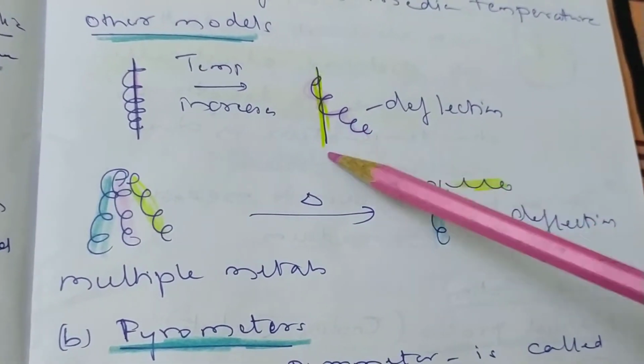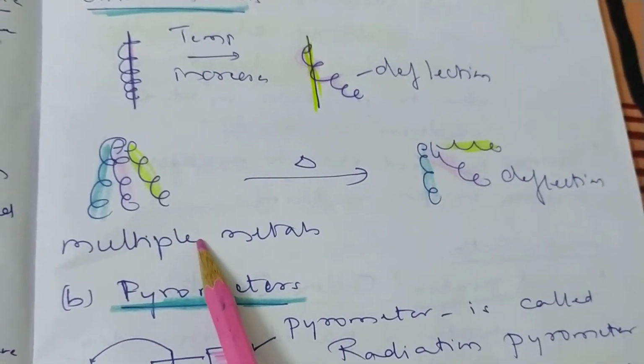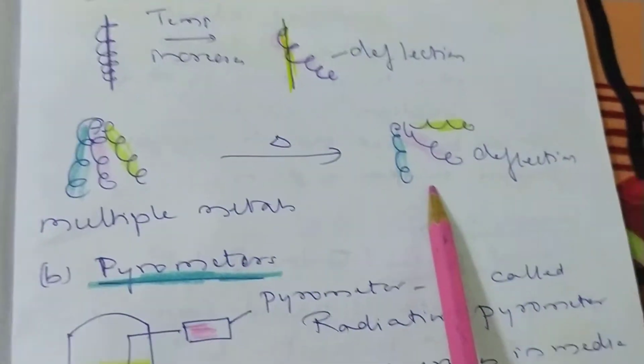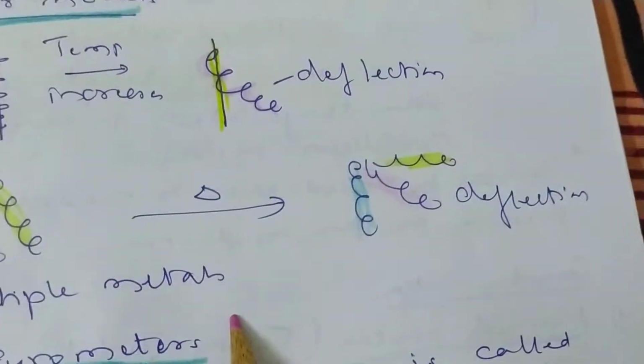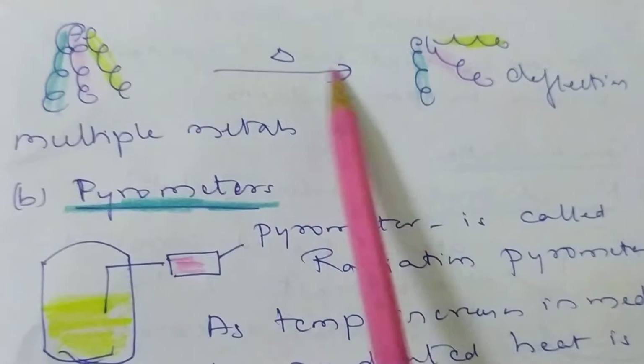So the sensitivity of the metals is for high temperature. Similarly, multiple metals can be used here. You can see as heat is generated, they get deflected. Okay, these are the ways of identifying. So this is one of the methodologies.